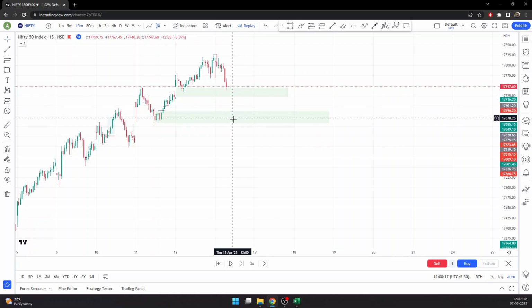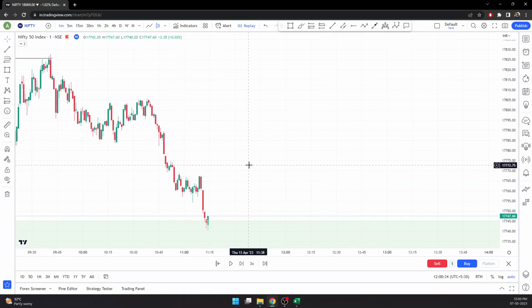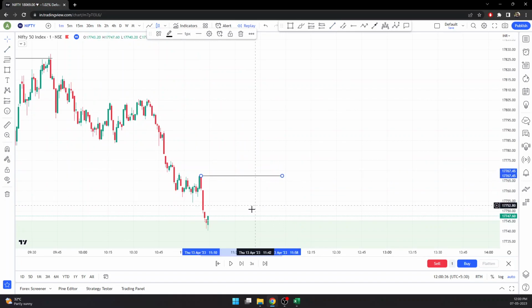If not, then we'll wait for the market to come back here, and we'll try to see some strong selling below this level as well, in order for the market to reverse for some time, and then we'll look for the selling opportunities. For now, let's see if the market can give us some break from these levels or not.